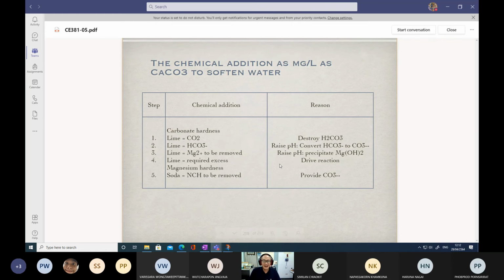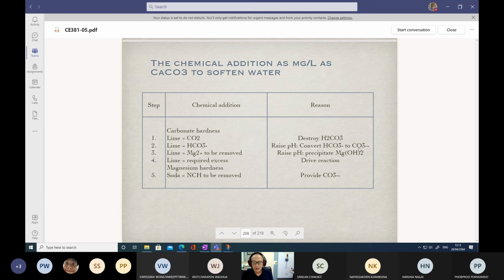So finally, in conclusion, how many kilograms or how much lime is required for softening the hard water? First we have to determine the amount of carbon dioxide, and then we add lime equal to the amount of carbon dioxide present. Second, we add lime equal to the amount of bicarbonates. Third, we add lime equal to the amount of magnesium to be removed.